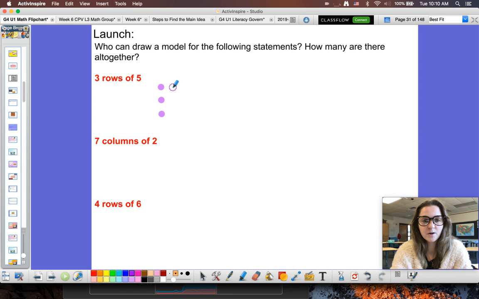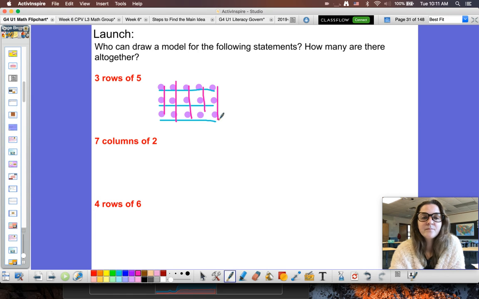So here's my first row, 1, 2, 3, 4, 5, 1, 2, 3, 4, 5, 1, 2, 3, 4, 5. Here I have my 3 rows, 1, 2, 3, and I should have 5 columns. 1, 2, 3, 4, 5. So we have 3 rows of 5. In multiplication, whenever you see this word of, that means multiplication. So if you ever see of, that means multiply.